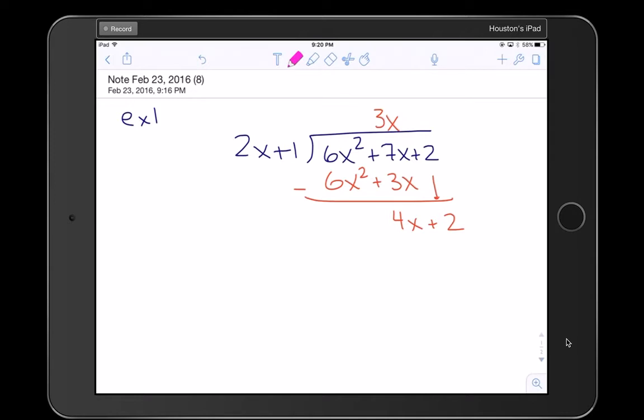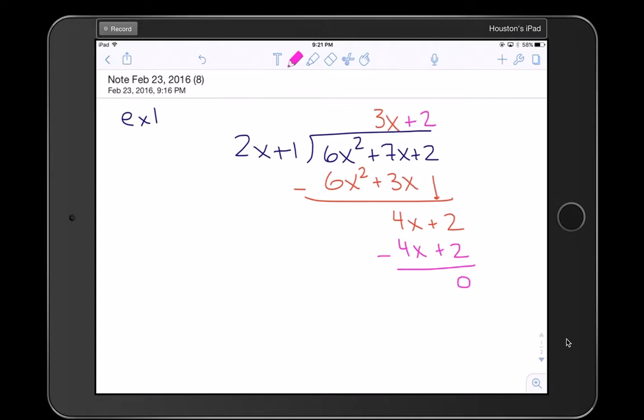So then we go back to the very top, and we think what times 2x will give me a 4x, because now we're trying to cancel a 4x. So what times 2x is 4x? And that's a positive 2. So we're going to multiply 2 times 2x and get 4x, and 2 times 1 and get 2. Subtract these, and we get a remainder of 0.